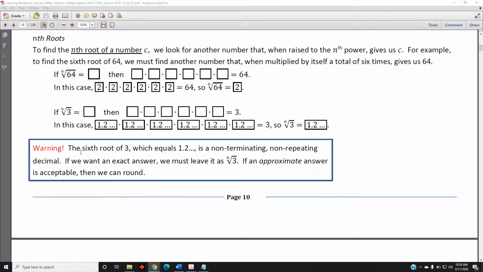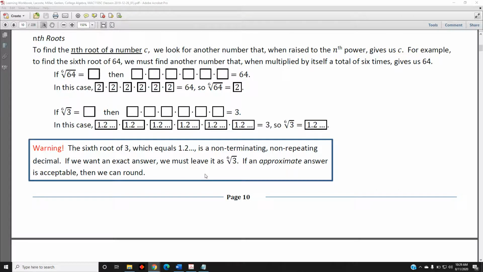All right, let's read this warning box. Warning. The sixth root of 3, which equals 1.2 dot dot dot, is a non-terminating, non-repeating decimal. If we want an exact answer, we must leave it as the sixth root of 3. If an approximate answer is acceptable, then we can round.